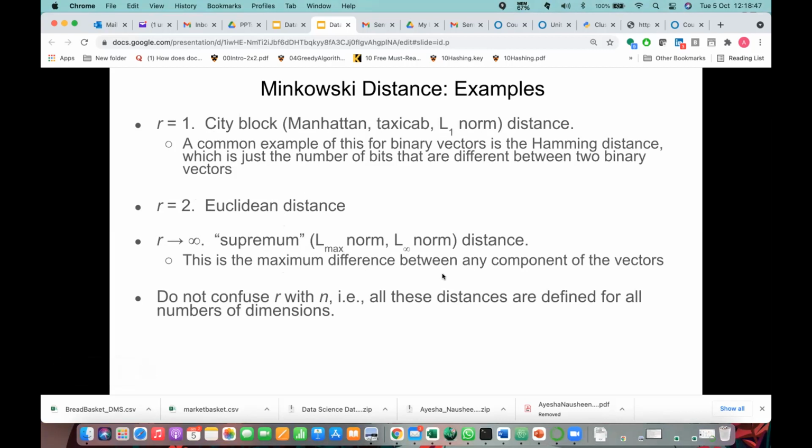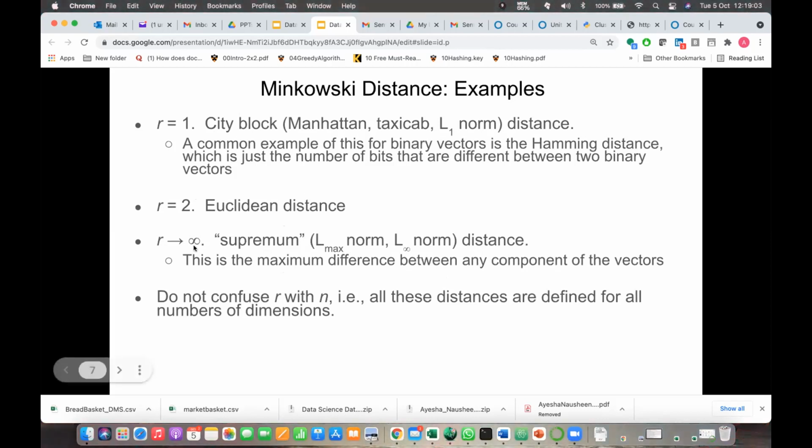This is the maximum difference between any component of the vectors. So you have x1, y1, x2, y2, and so on. If there are n dimensions, whichever dimension has the maximum difference, that is called the supremum. That is also called the infinite Minkowski distance, with r equal to infinity.